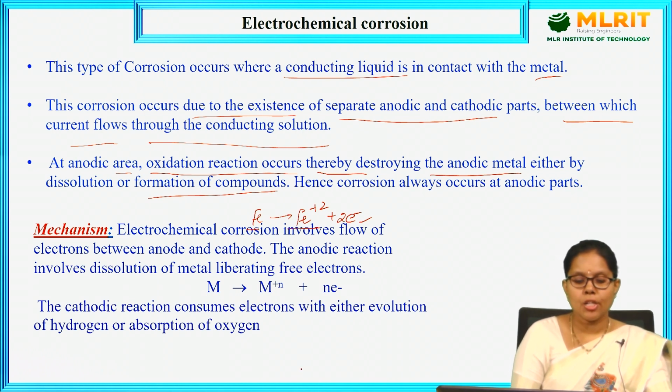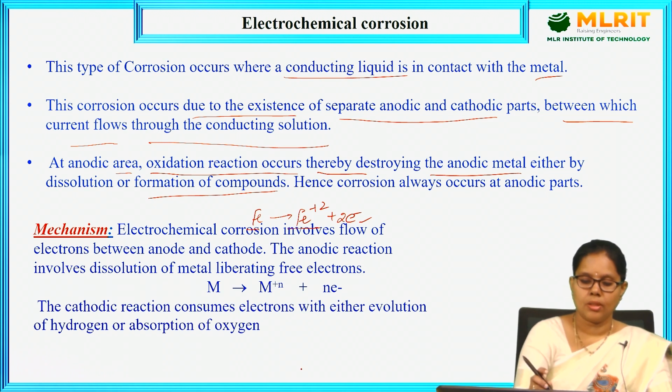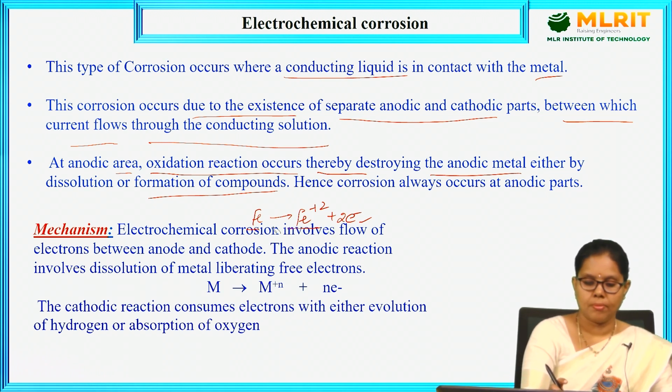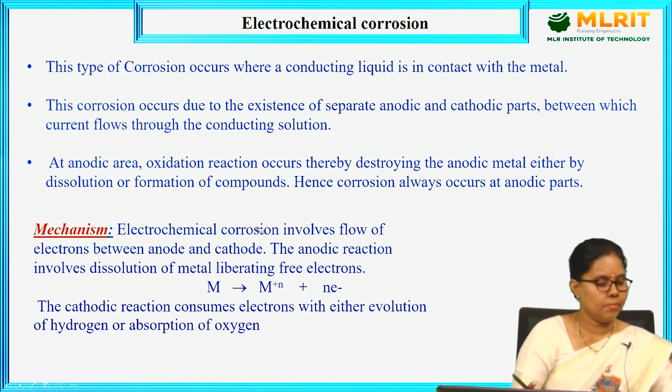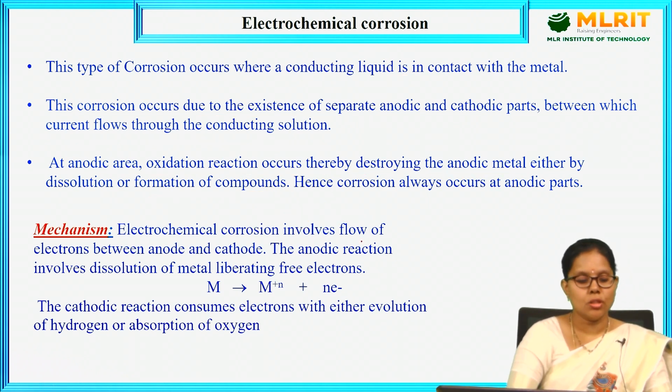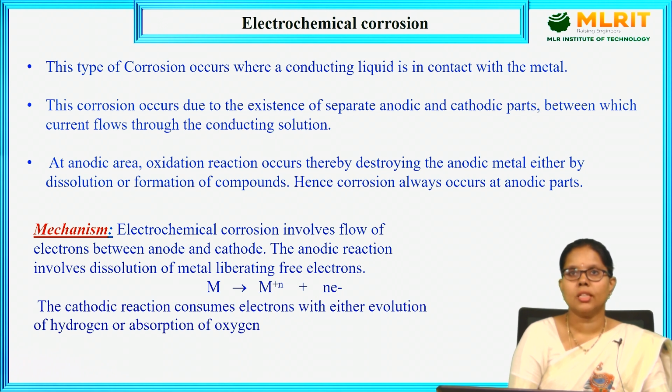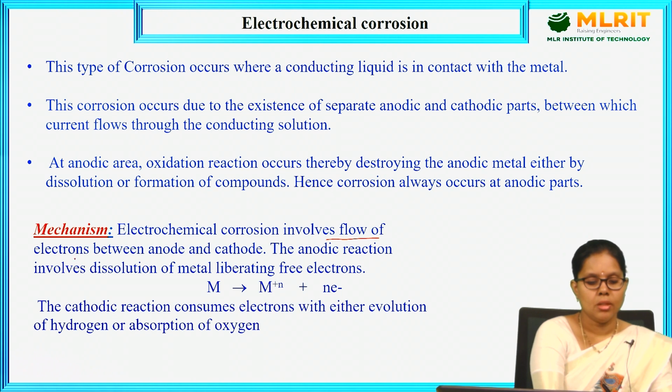Mechanism. Electrochemical corrosion involves flow of electrons between the anode and cathode. When metal rod is placed in a corrosive environment, either aqueous salt solution or diluted sulfuric acid solution or any acid solution, therefore it is a corrosive environment. In the corrosive environment, the anodic part and cathodic part was developed. Therefore, electrons move from anode to cathode. Flow of electrons from anode to cathode.